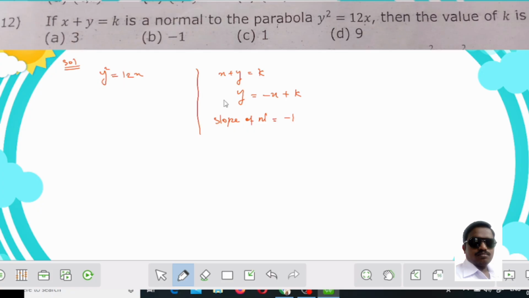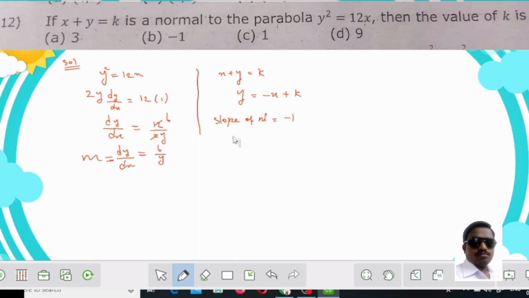Now you differentiate this curve. Differentiating with respect to x, we get 2y dy by dx. If you differentiate 12x, it is 12 into differentiating x with respect to x, which is 1. So what is dy by dx? dy by dx equals 12 by 2y. We simplify this: 6 by y. The value of dy by dx is 6 by y. We know very well dy by dx is nothing but the slope of the tangent m.